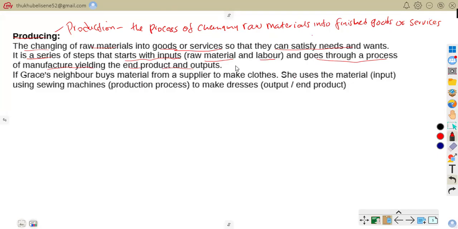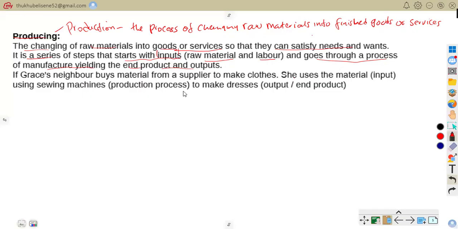So as we are saying, it is a series of steps that starts with what? With inputs. Inputs are resources used in production, such as raw materials and labor. You can talk of fabric, thread, workers, which are inputs for making clothes. So that is that.